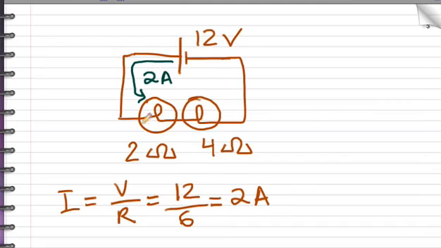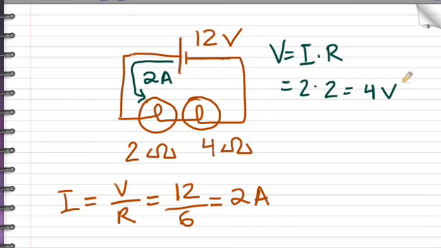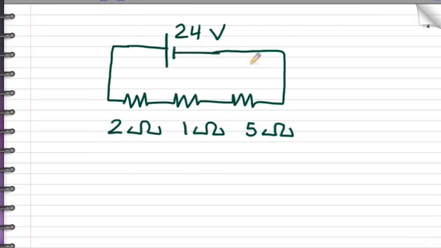Now, if I want to calculate the individual voltages, I'll do voltage equals current times resistance. For the 2 ohm, I'll do current 2 times resistance 2 equals 4 volts. For the 4 ohm bulb, I'll do current 2 times resistance 4 equals 8 volts. The total adds to 12. All right, you try this one. Figure out the total current going around and the voltage of each resistor. When you have it figured out, start the video again.